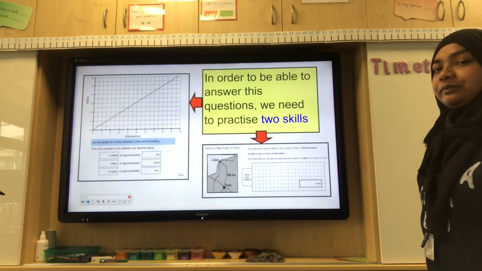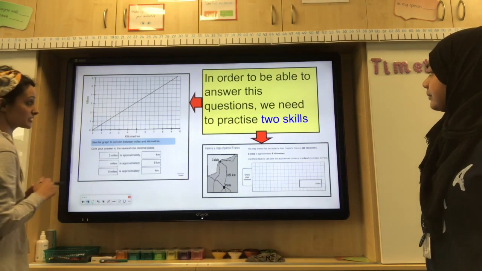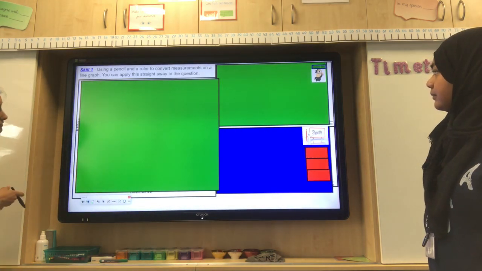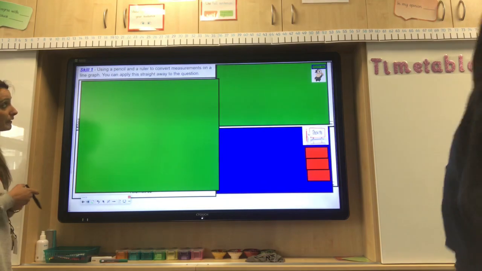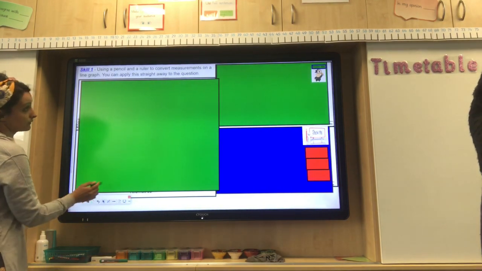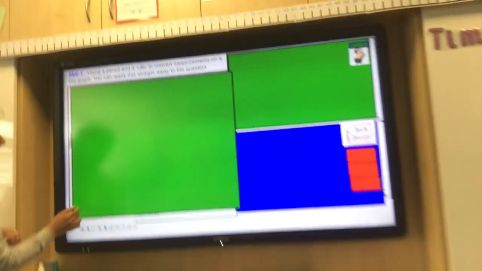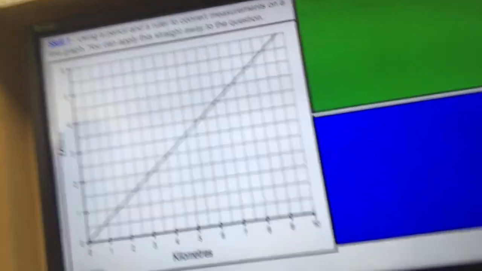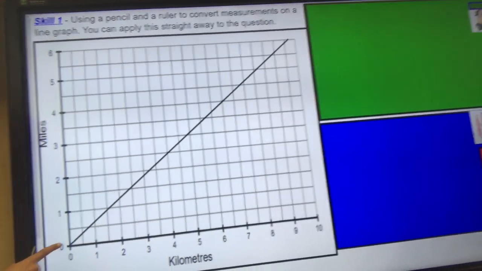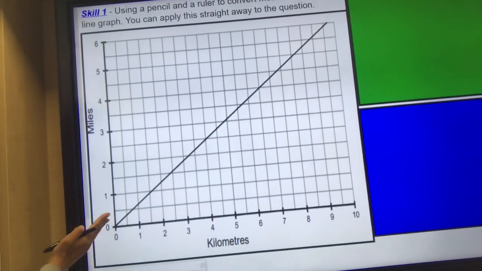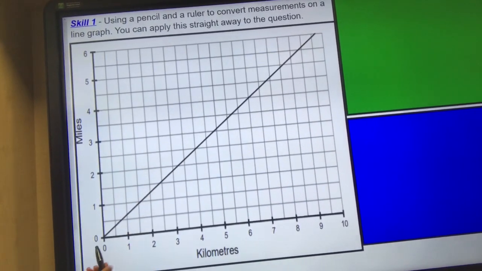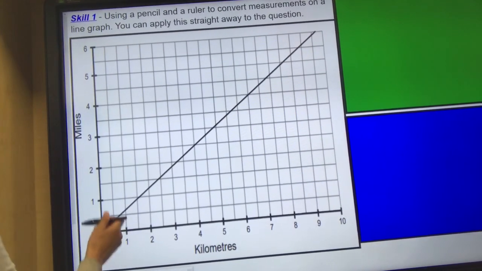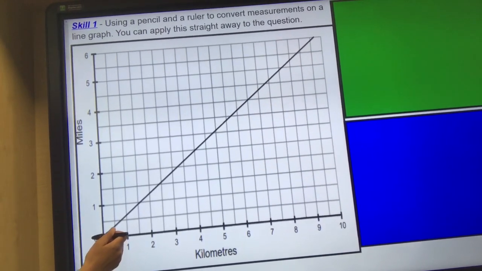So, in order to be able to answer these questions, we need to practice 2 skills. The first skill is using a pencil and a ruler to convert measurements on a line graph. You can apply this straight away to this question. Okay, so I'm just going to bring the phone closer, Mrs. Gale, so we can see you use it. Okay, so first of all, we need to have a look at this line graph. It's a conversion line graph. Here, you've got your point of origin, which is 0, 0, and you can see it's a steady line graph going up. We've got our kilometres along the x-axis, going from 0 to 10, and we've got our miles going up the y-axis from 0 to 6.